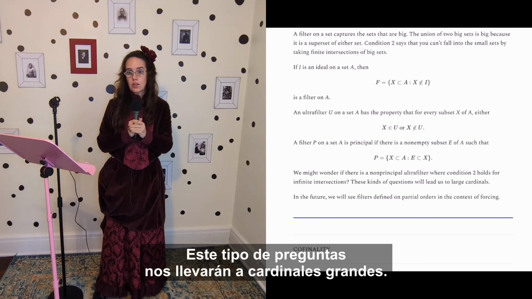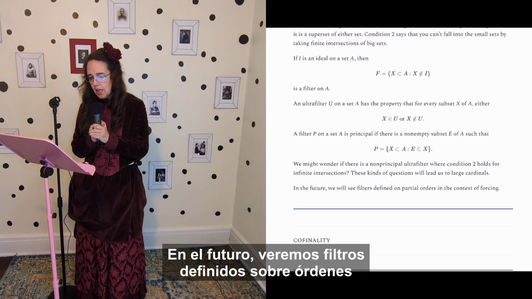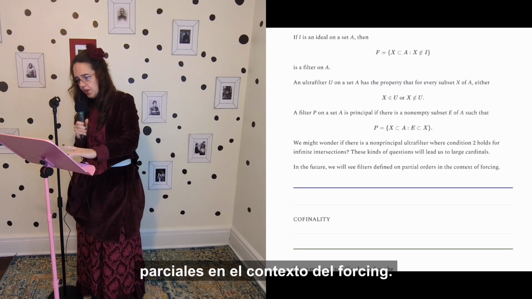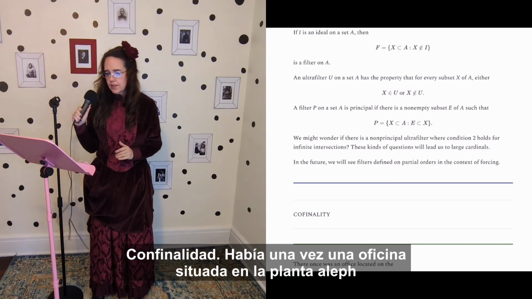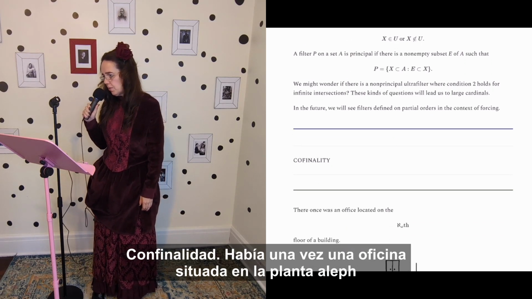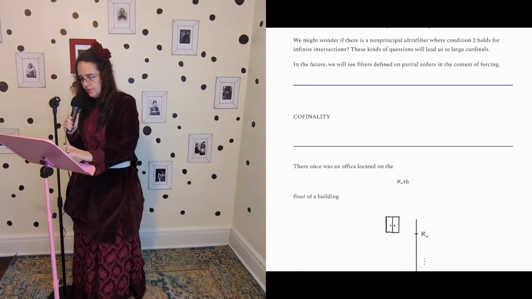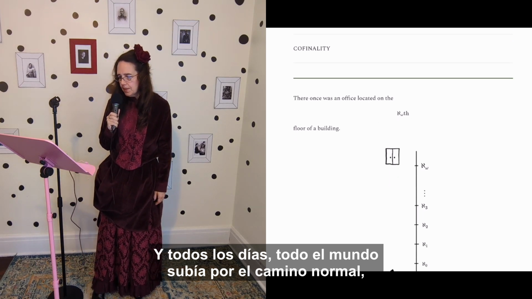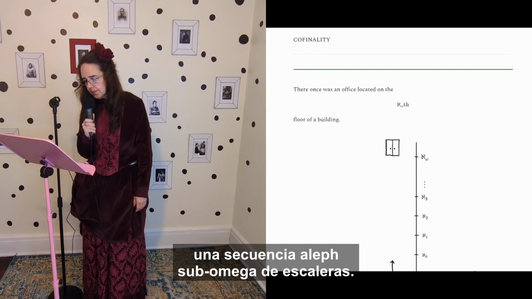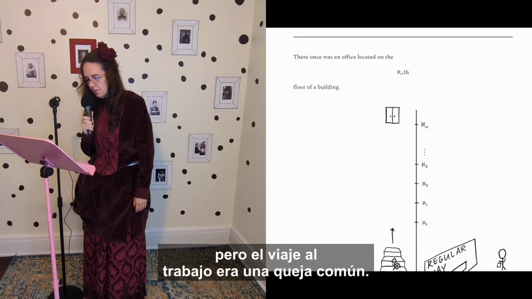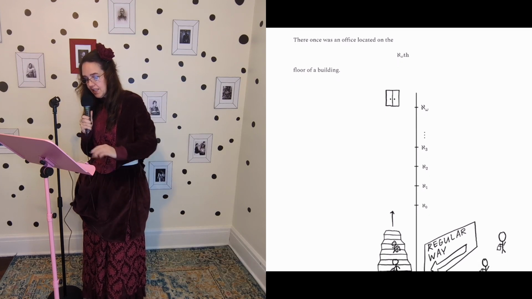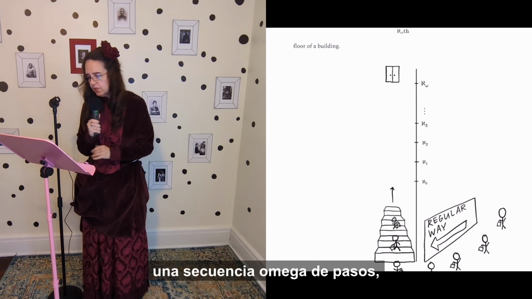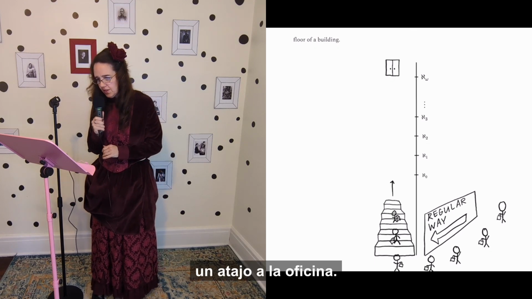These kinds of questions will lead us to large cardinals. In the future, we will see filters defined on partial orders in the context of forcing. Cofinality. There was once an office located on the aleph sub omegath floor of a building. And every day, everyone took the regular way up, an aleph sub omega sequence of steps. Everyone loved the job, but the commute was a common complaint. Until one day when one worker made a ladder, an omega sequence of steps, a shortcut to the office.